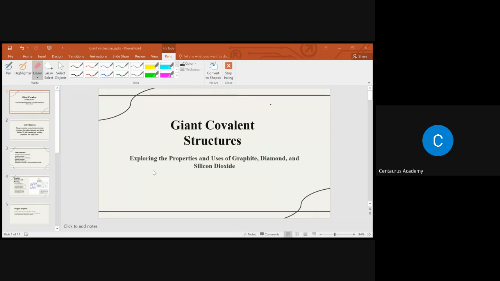Next, we talked about covalent bonds and covalent structures, how to draw them, and their dot and cross diagrams. Okay, you can refer to the lecture. I've uploaded them on the Google Classroom link. And next we're going to do today your giant molecular structures or giant macromolecules. Okay, so coming to the topic.